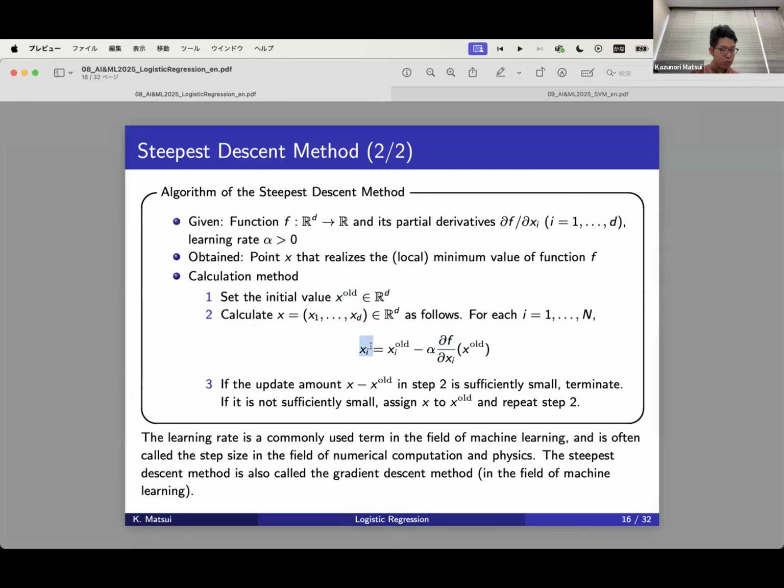By doing this, we can make the value of f here smaller than the value of f here. If we repeat this, we will eventually get a local minimum value. This method is called the steepest descent method. This alpha is called the learning rate. Also, the steepest descent method is also called the gradient descent method.